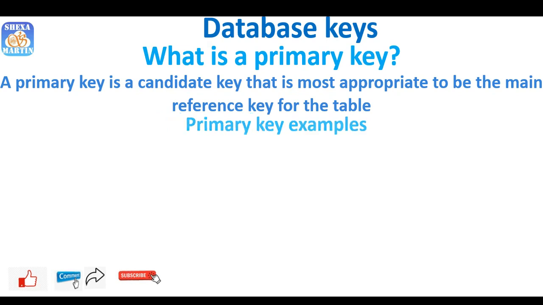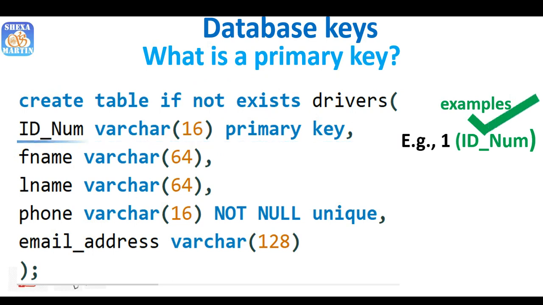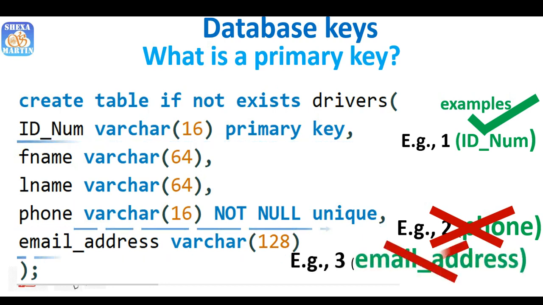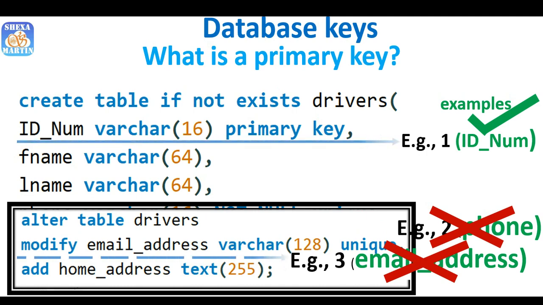Let's look at primary key examples. We have drivers here, and our primary key is ID num, selected from the list of candidate keys. So that's our primary key, and our other keys are not selected. Those that fail the interview will not get the job, so we cancel them like that. Even if they are unique, even if they do not repeat values in their columns, they are not primary keys. You only select one as primary key.